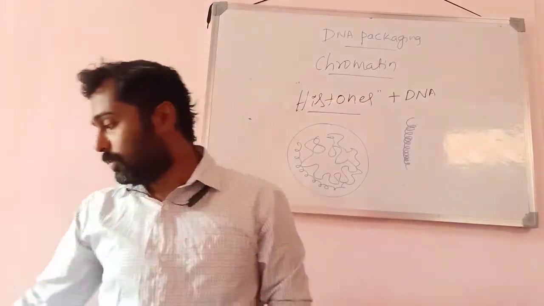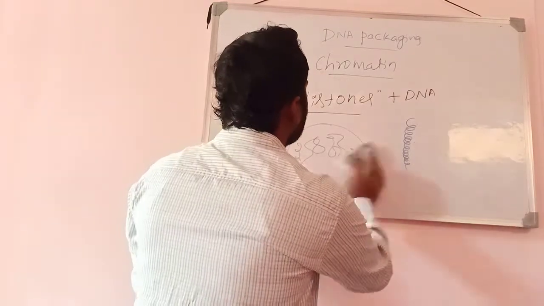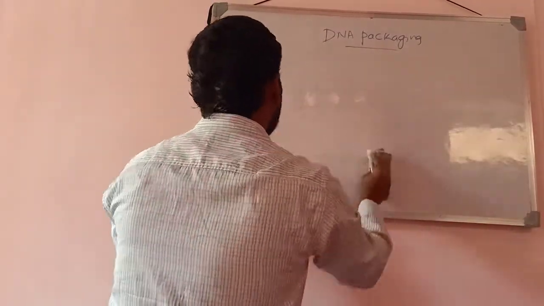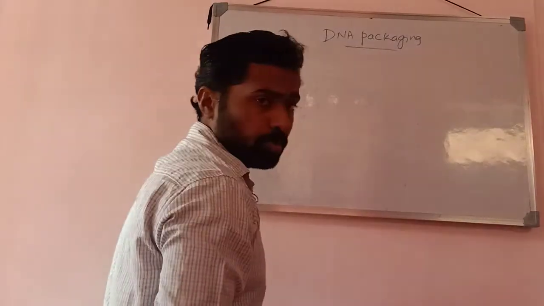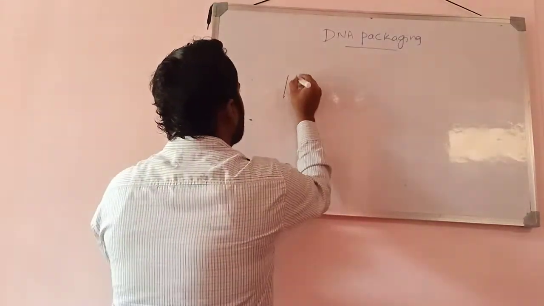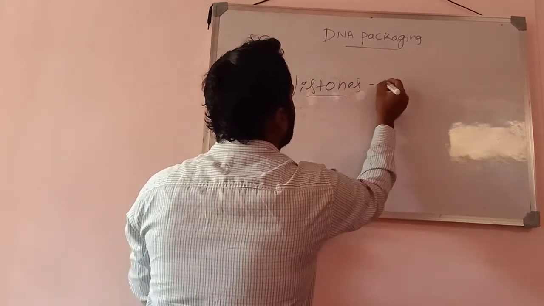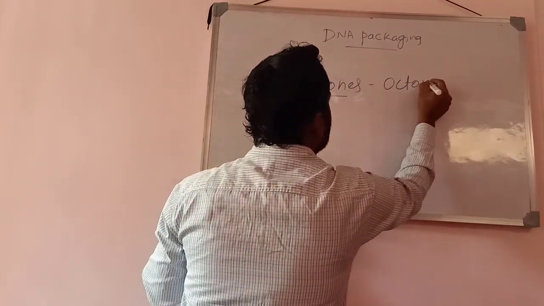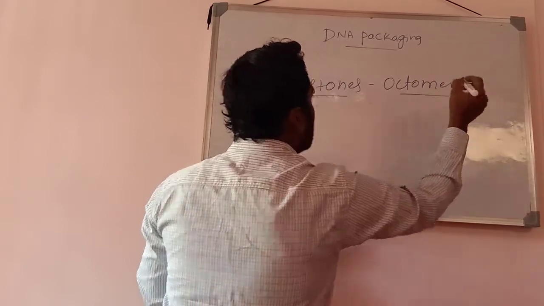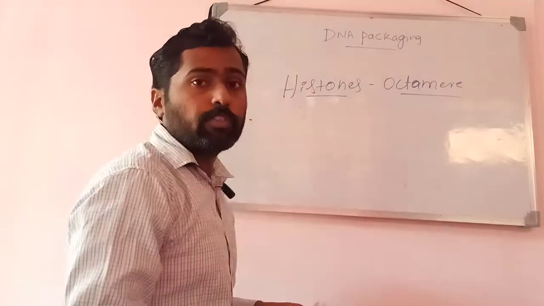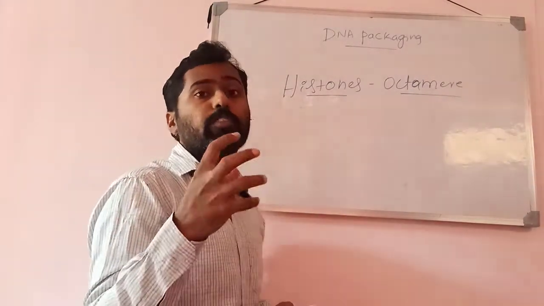So see here, during DNA packaging, as I said, the negatively charged DNA molecule coils over the positively charged histone proteins. Histone proteins are involved during DNA packaging. They are in the form of an octamer. Octa means 8. It means they are in a group of 8.